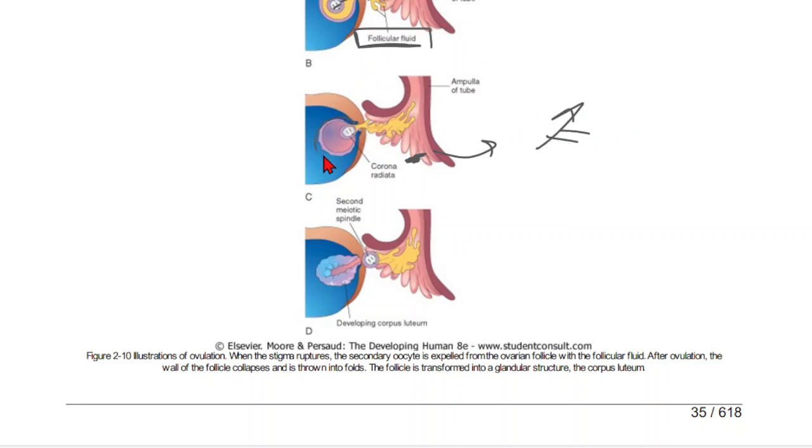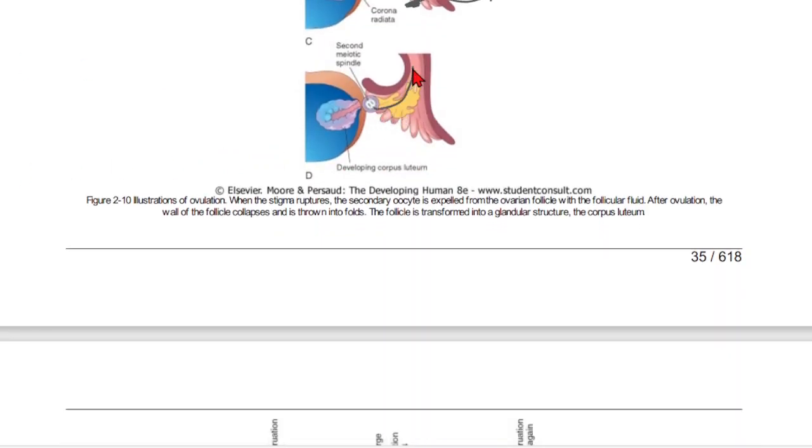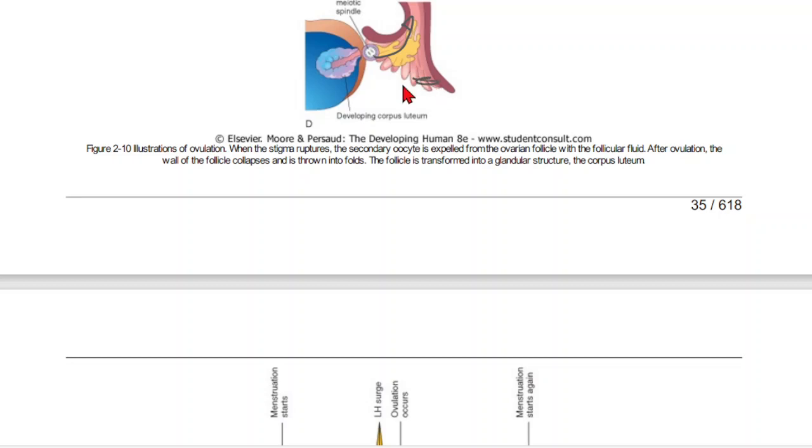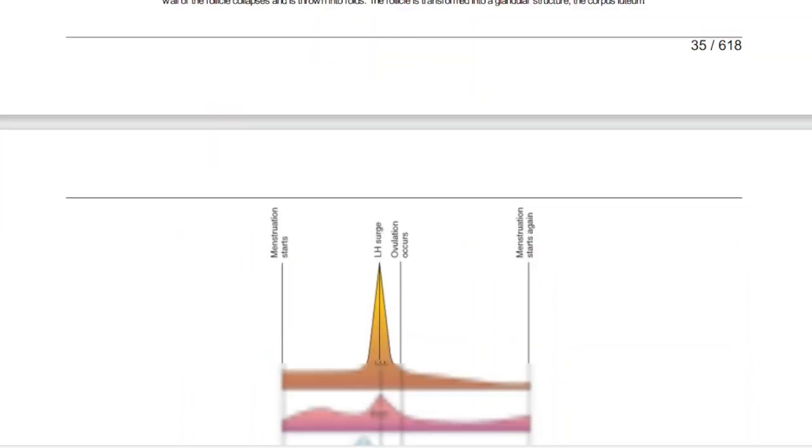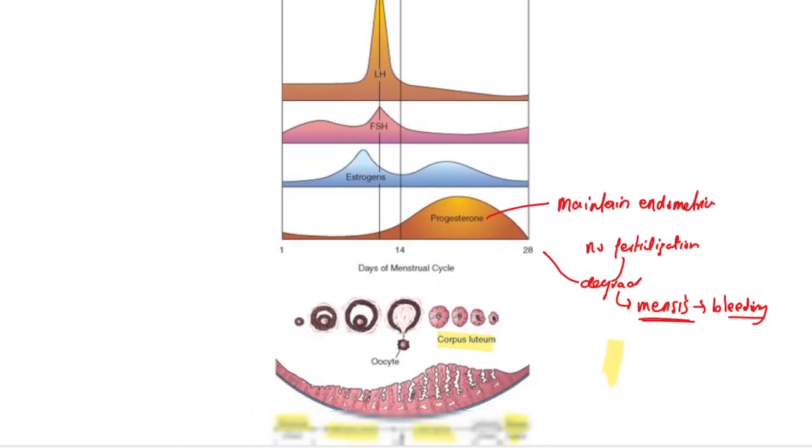They attract this and move inside, due to which they move inside to the fallopian tube due to the movement of this. Okay, and they move inside, and at the ampulla the fertilization occurs.